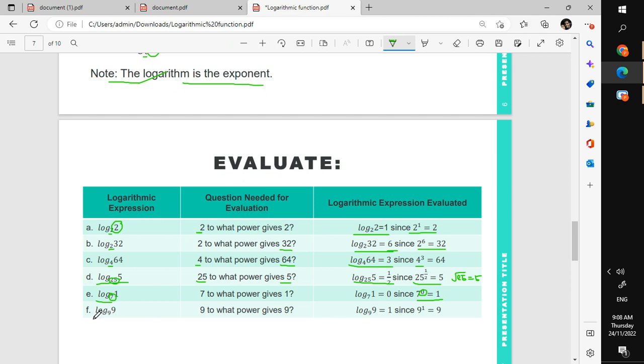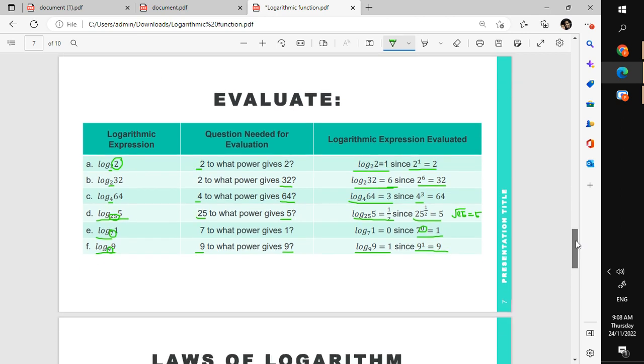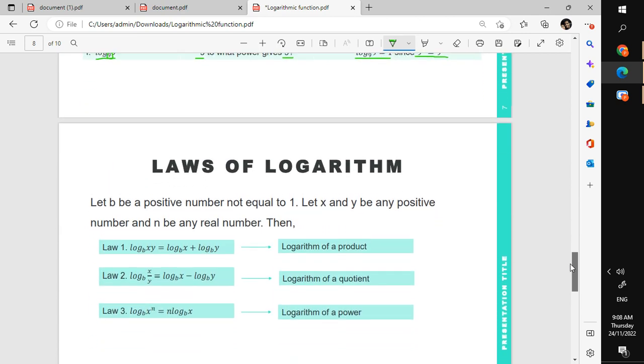Next, we have another example. We have the log of 9 to the base 9. Our base is 9 in here. So 9 to what power gives us the number 9? That is simply 1, since 9 raised to 1 is just equal to 9. Thus, the log of 9 to the base 9 is just equal to 1. So that is how you are to evaluate a logarithmic expression.